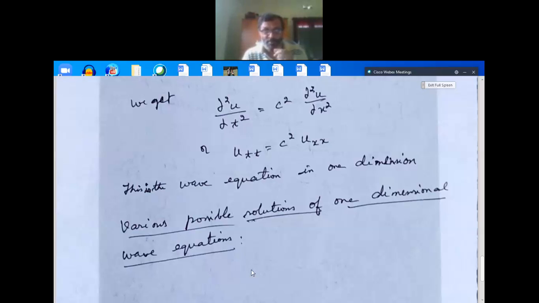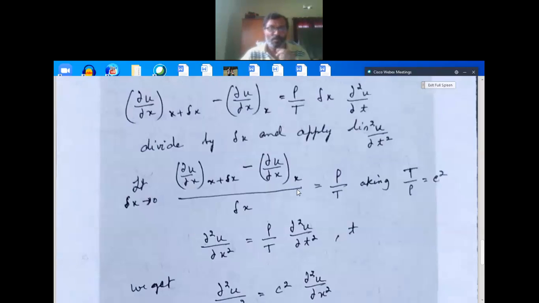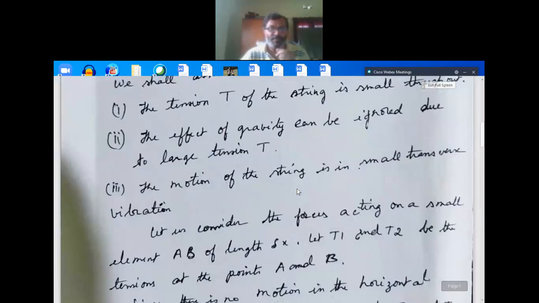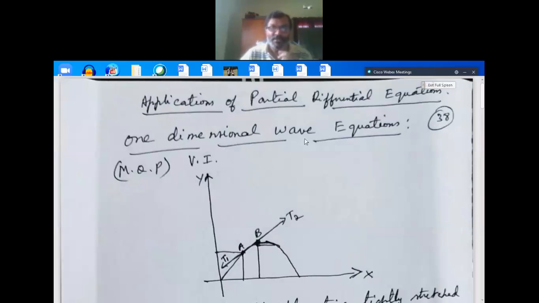So again, in your syllabus there is the derivation of the one-dimensional wave equation and all possible solutions, and the derivation of the one-dimensional heat equation and all possible solutions. So once again, I will just revise this fast. This comes under the last part of the third module, application of partial differential equations, that is the one-dimensional wave equation.